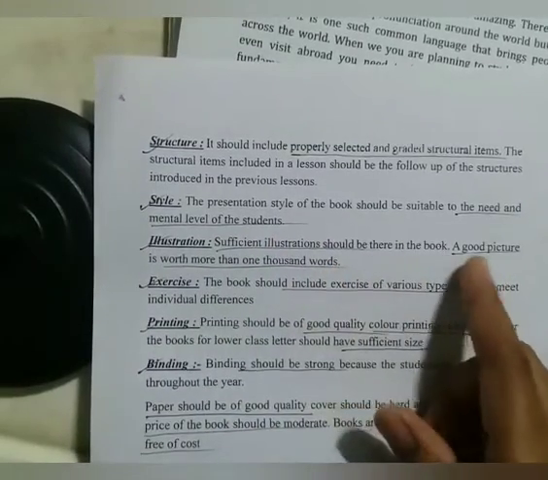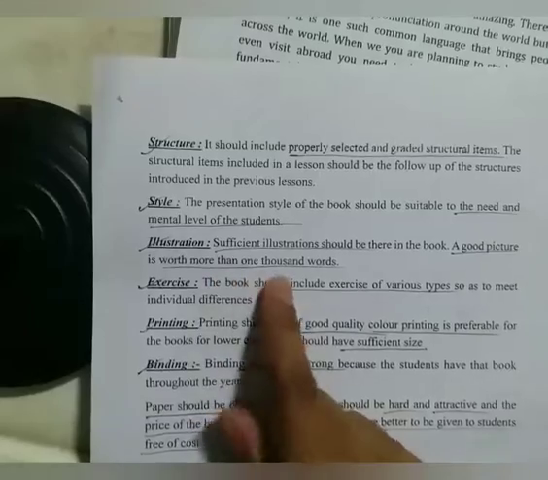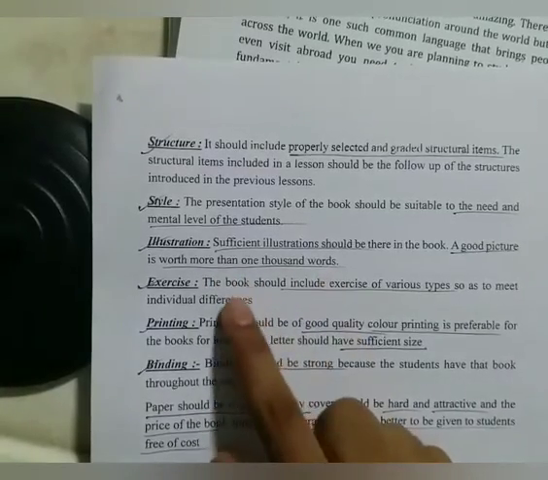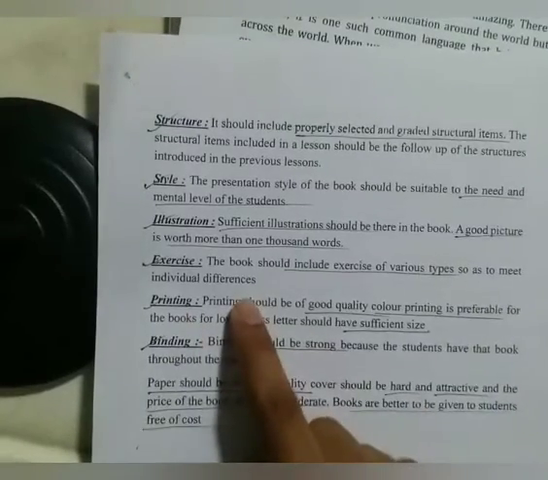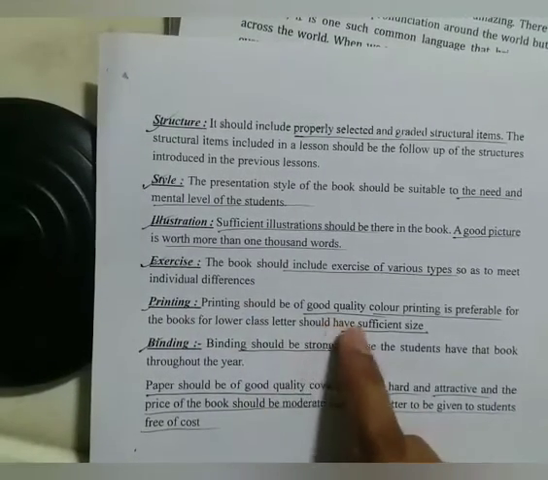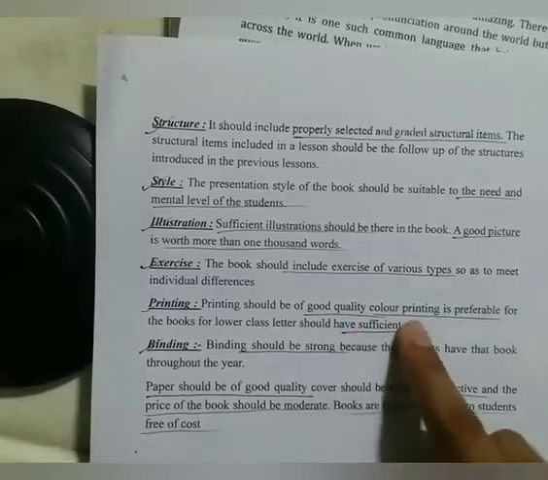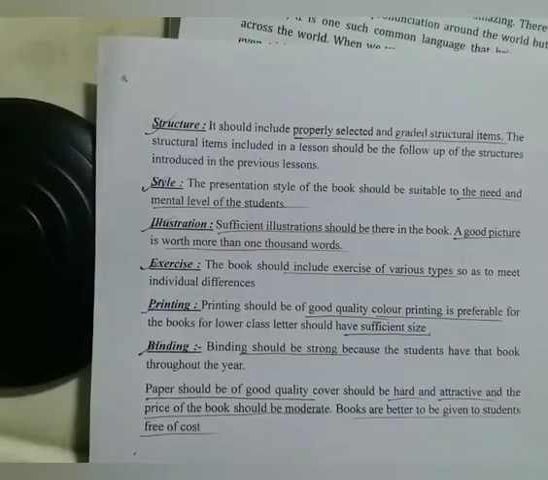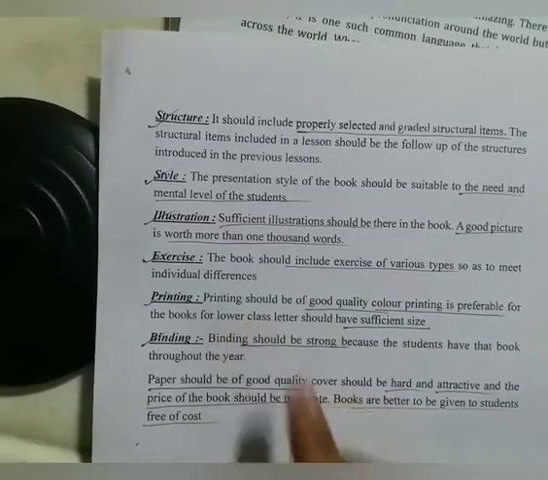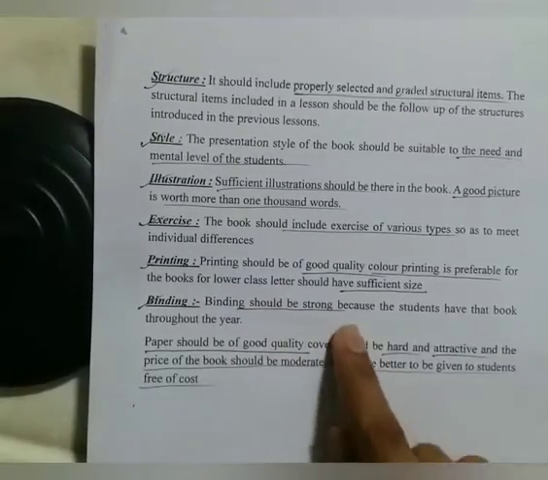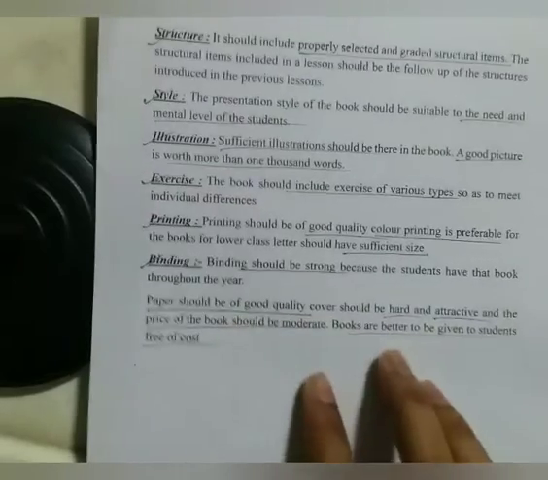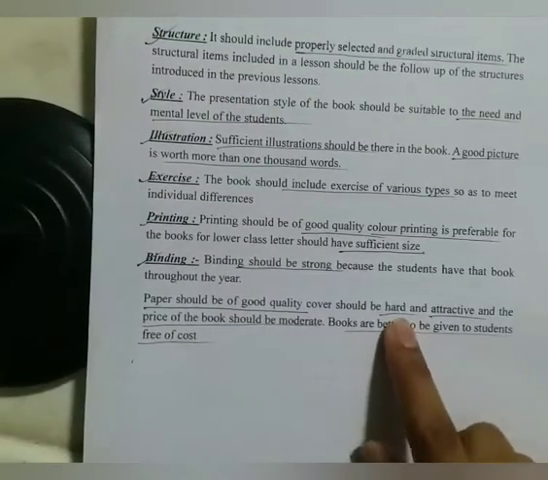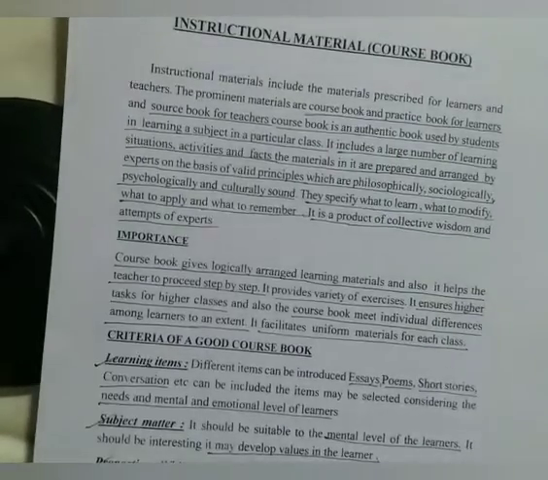Illustrations are very important because a good picture is worth more than 1000 words. Exercises of different types should be included to meet individual differences, and the printing also should be of good quality. Good color printing is more preferable when coming to lower classes. Then the binding should be strong, because the students have that book throughout the year, so the paper quality should also be good and attractive. So that is all about the textbook.